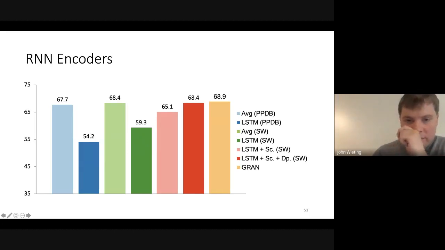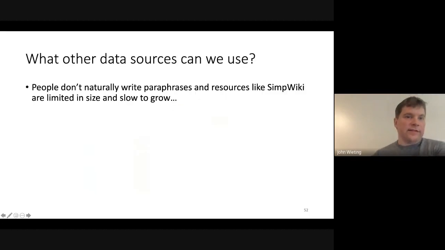But essentially, the real reason turned out to be the data we used. The text snippets weren't handled well by the LSTM, which needs sentences to learn from. But people don't really write paraphrases. So getting paraphrase data at scale, like we could for PPDB, is a bit of a problem. Resources like Simple Wiki are limited in size, and they're limited in domain as well.